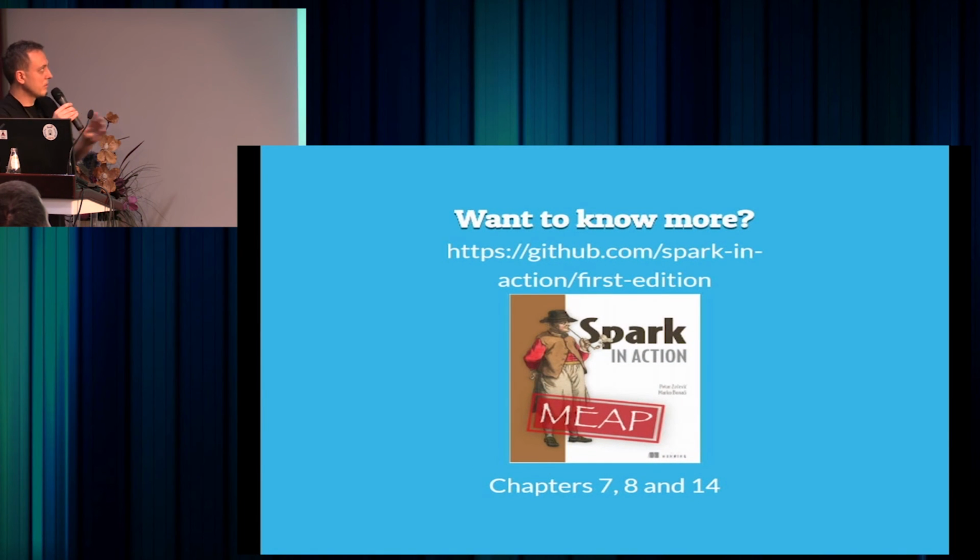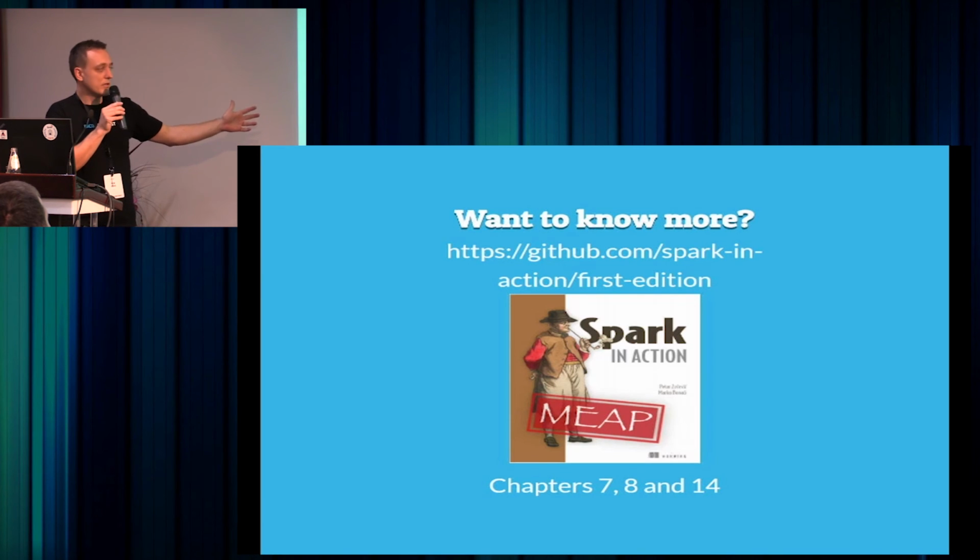So if you want to know more, you can find the code and example data sets on the GitHub repository. And if you buy the book by any chance, those are chapters 7, 8, and 14.